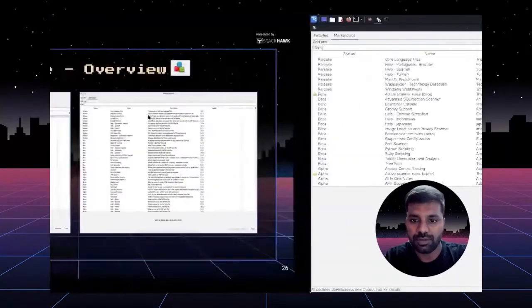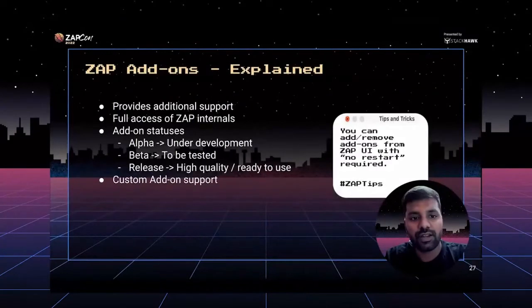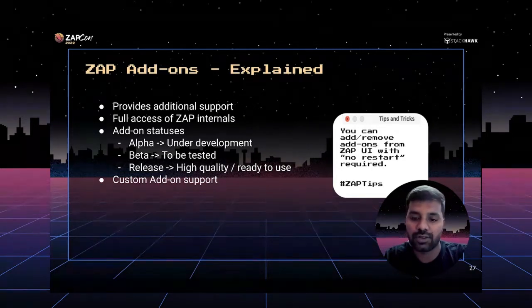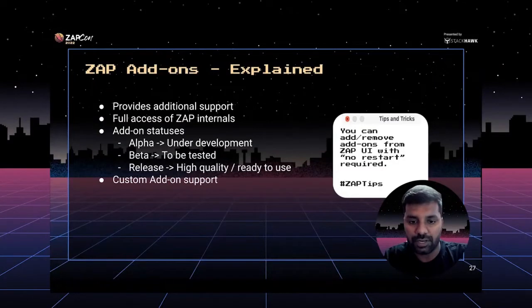A huge number. Okay, what are add-ons? Add-ons provide additional support, and they have full access to ZAP internals. You currently have 3 statuses: alpha, beta, and release. Alpha means it's under development. Beta is to be tested, testing in progress. Release are ready to use. They are high quality. And you also have a custom add-on. You can build your own add-on and publish it to ZAP. One quick tip is that you can add and remove add-ons from ZAP without a restart. So you don't need a restart to install or uninstall any add-on.